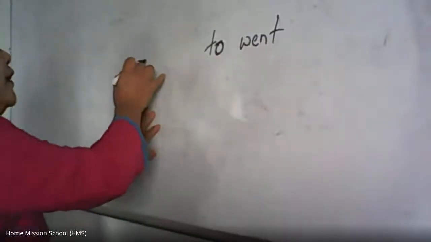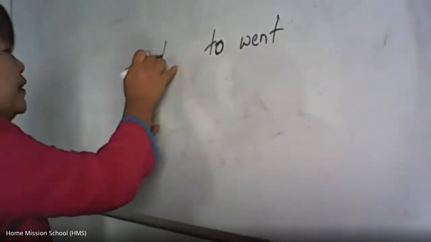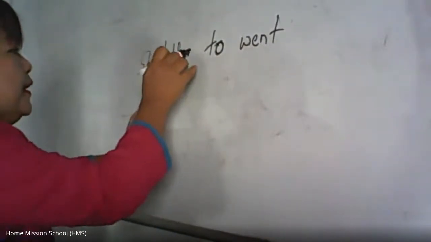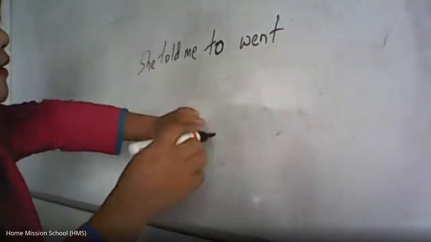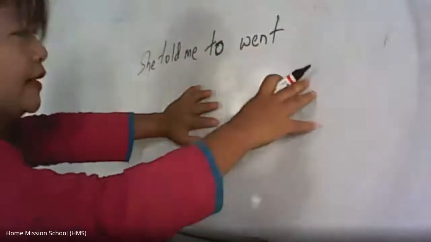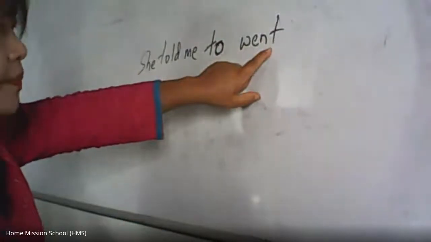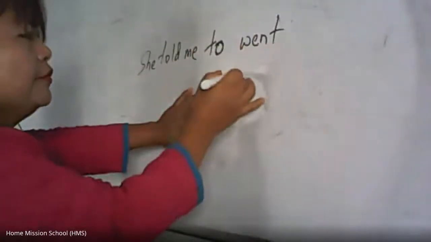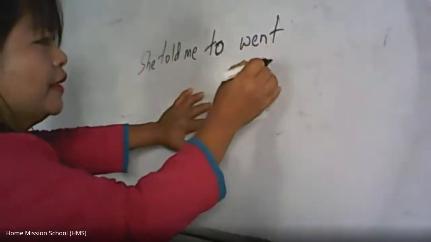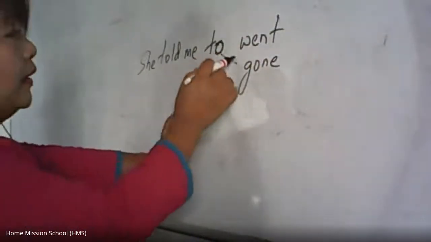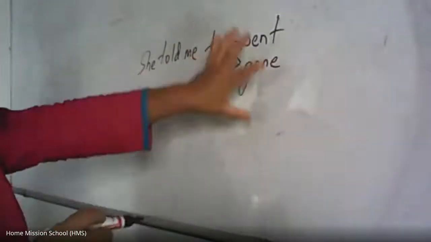She told me to went. No, we never use it like this. We do not use the second form of the verb at all. We do not use "to go" on as well. We do not use these things.